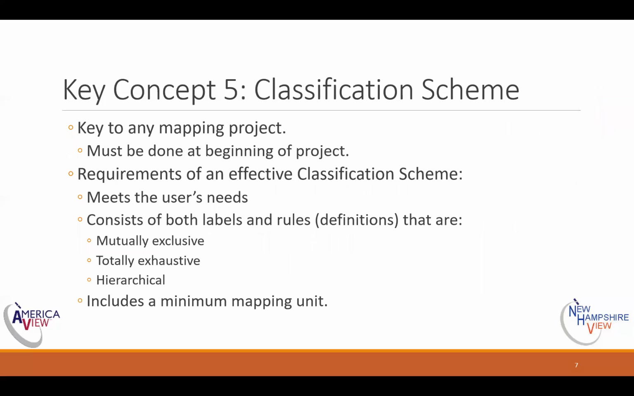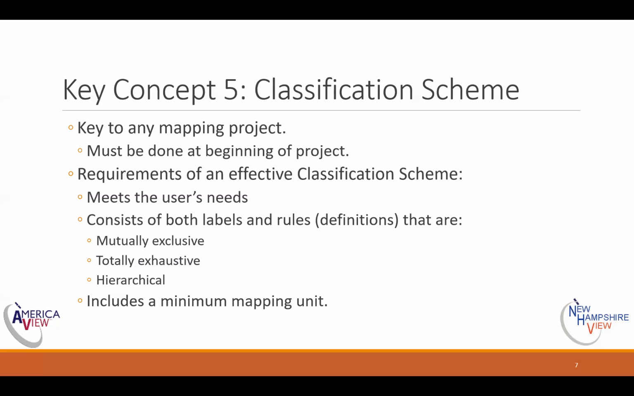Okay. Key concept number 5, already mentioned this, is the classification scheme. Okay, it's absolutely key to any mapping project. You have to do it at the beginning of the project. It's critical that you understand what map classes you're trying to map, but also if you have a client, if you're doing this for somebody else, that you and the client agree what those map classes are and how they're defined. Okay, so there are some requirements for an effective classification scheme that you need to be well aware of.